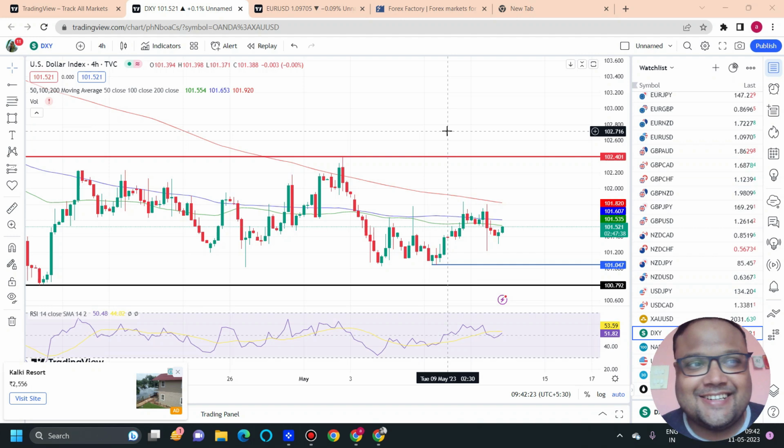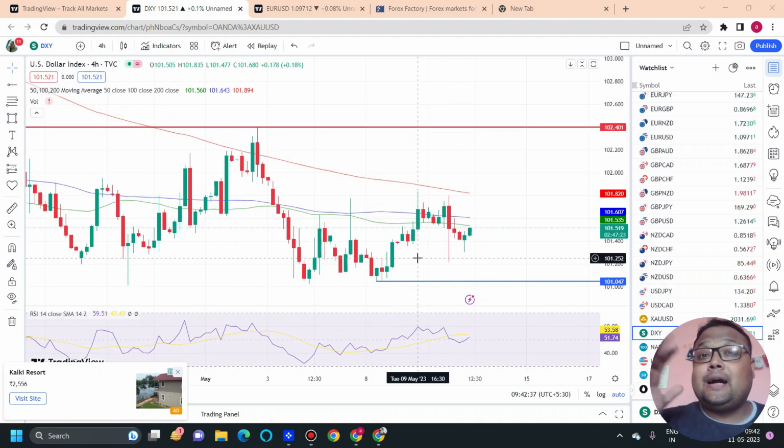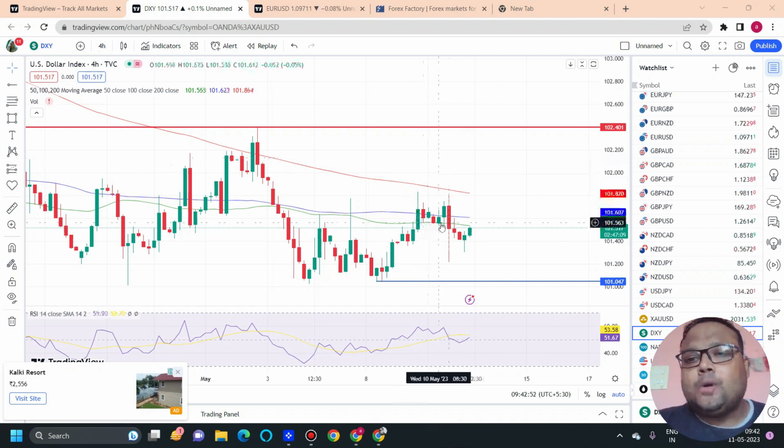So let's get started. My dear friends, right after CPI, we got to see downside on the chart of DXY. There was a sharp fall on DXY. DXY made a low of 101.22, and after that we saw an immediate recovery also. CPI was worse than expected, as a result of which DXY started showing red candles, but we also got to see an immediate recovery. Right now, DXY is standing at 101.51.